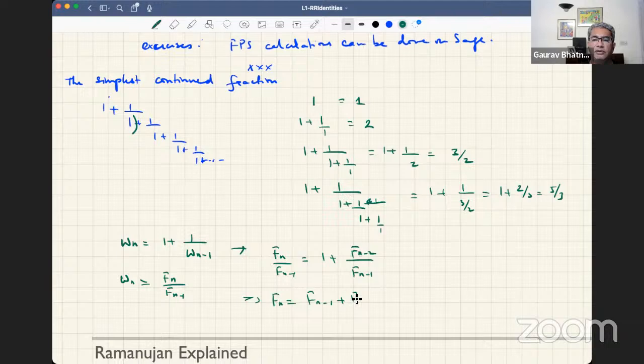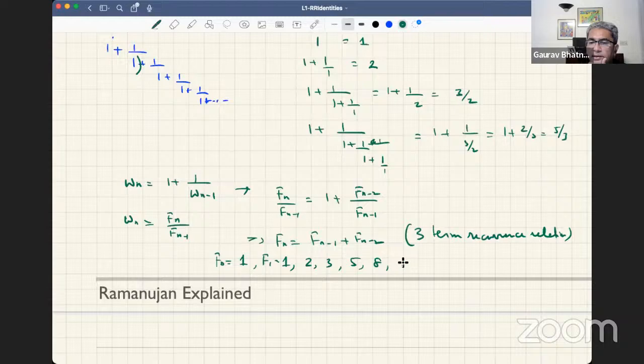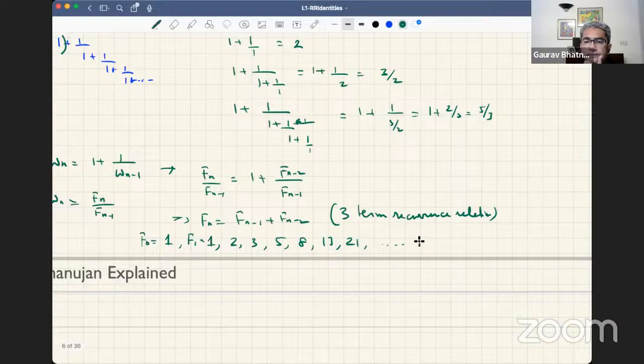So it gives a recurrence relation. This is called a three-term recurrence relation. So this is very familiar. So we begin, let's say F0 is 1, F1 is 1, then the next is 2, then the sum of the previous two, 5, then 8, then 13, 21. So, does anybody recognize this? These are what are called the Fibonacci numbers. So feel free to interact.